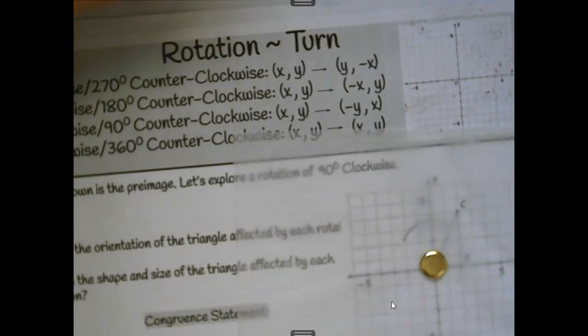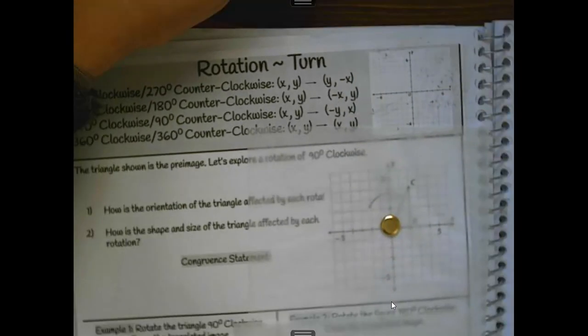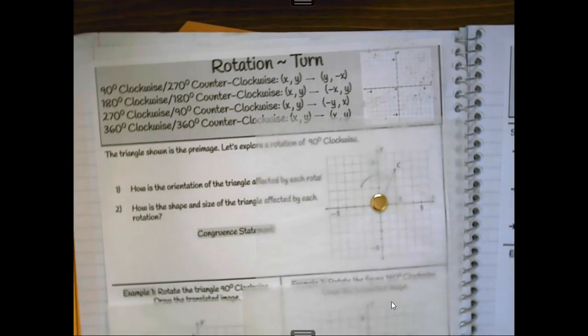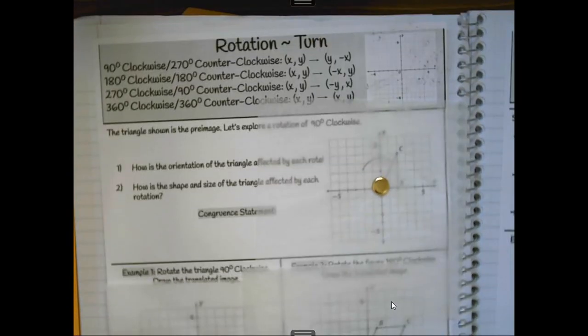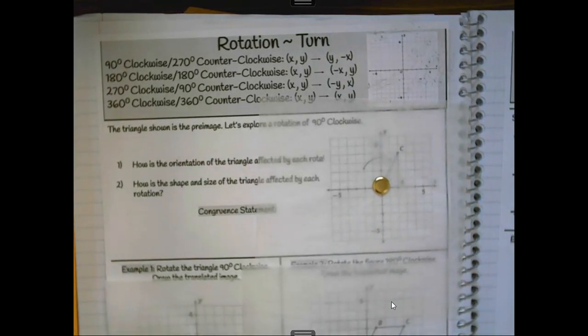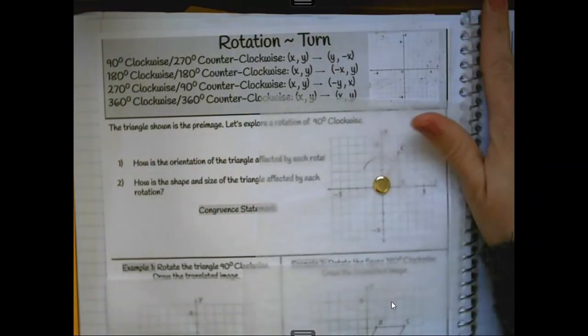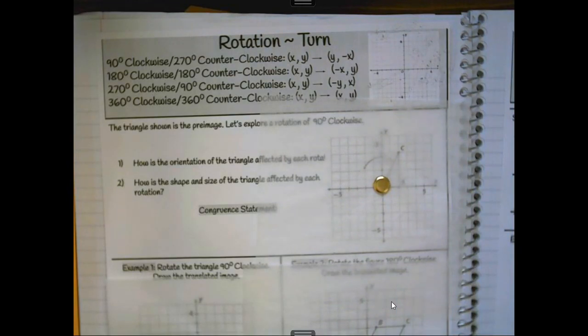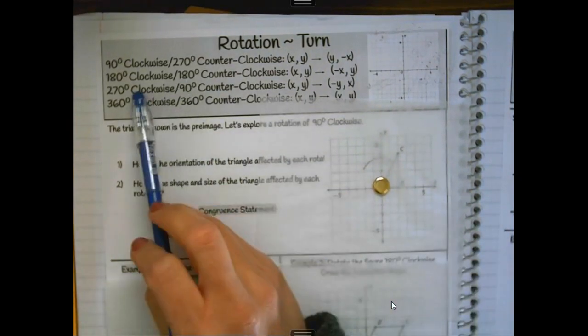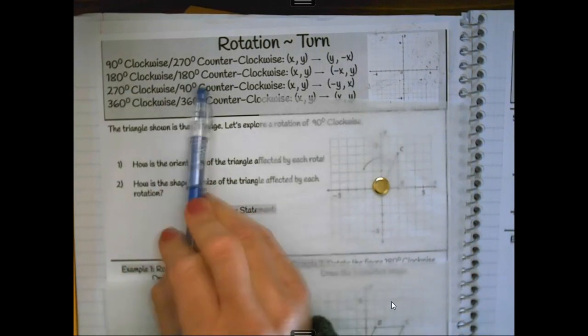All right, so we are going to go ahead and talk about our rotation notes. Now, this is the third type of transformation that we are going to talk about. We're going to start with looking at the graph and talking about the direction of the graph. Now, all of the rotations we're going to talk about are going to go in 90-degree increments.